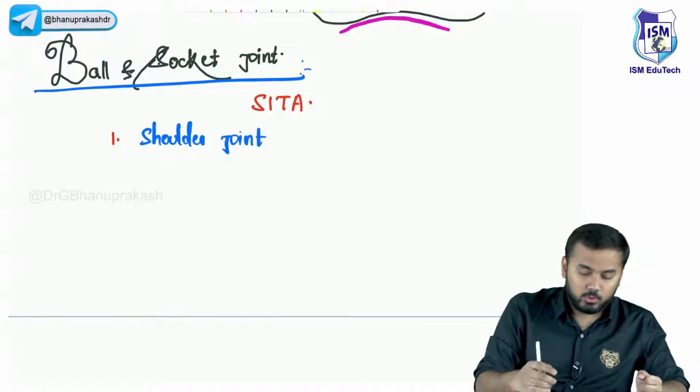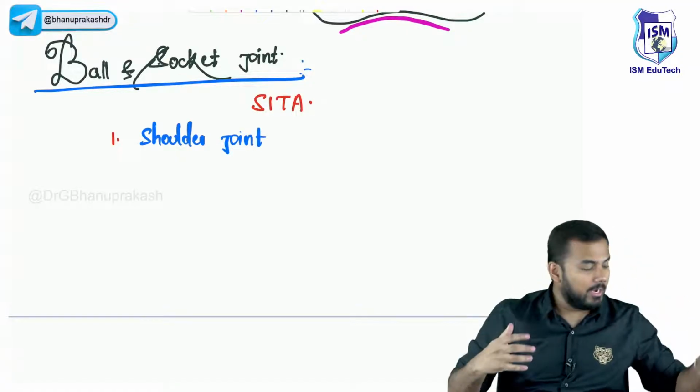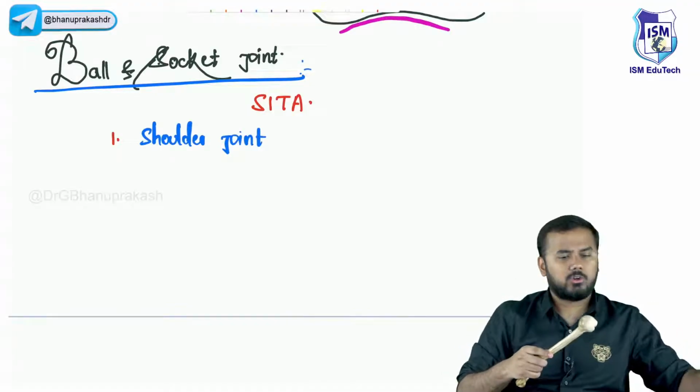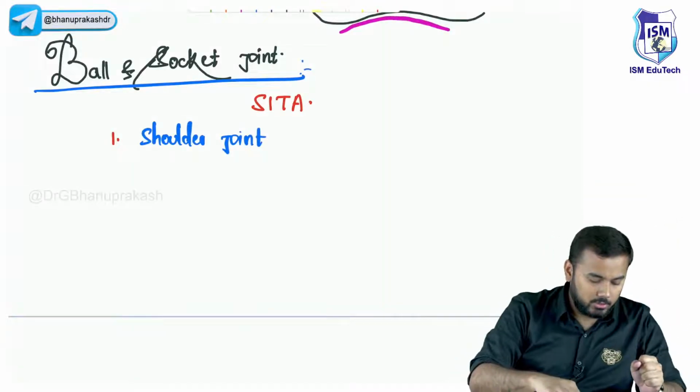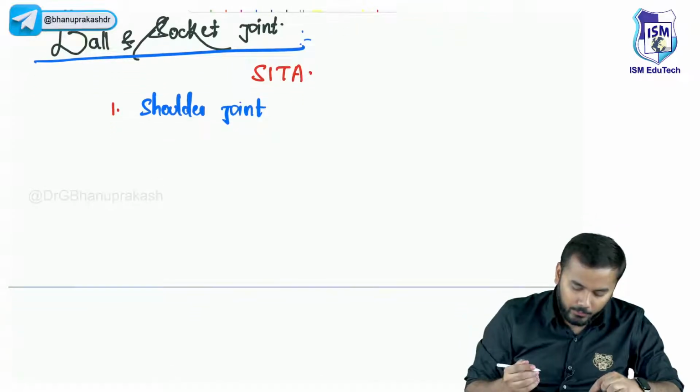For those of you wondering why it is called a ball and socket joint, I know you know it, but I have the bones, so I'll show it to you. Here you have a cavity called the glenoid cavity, and this part is the head of the humerus. The head is like a ball and this is like a socket. The ball fits into the socket, and that is how you are able to move your upper limb. So this joint is called a ball and socket joint.